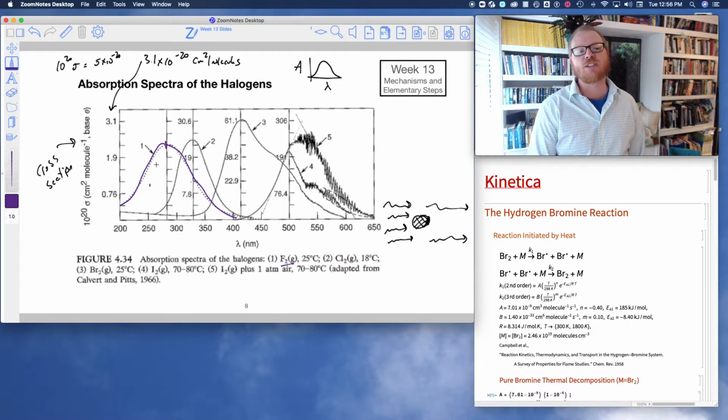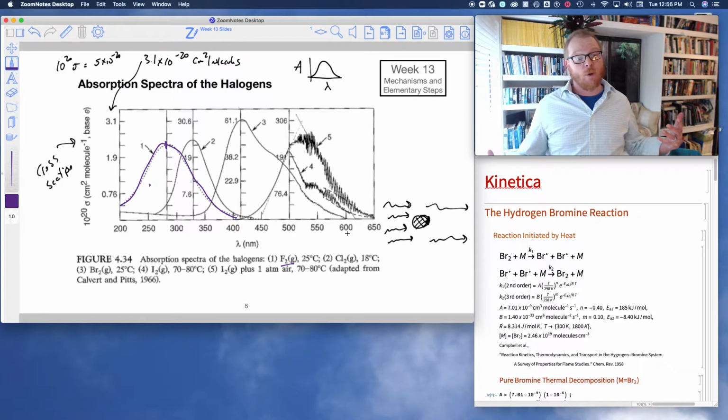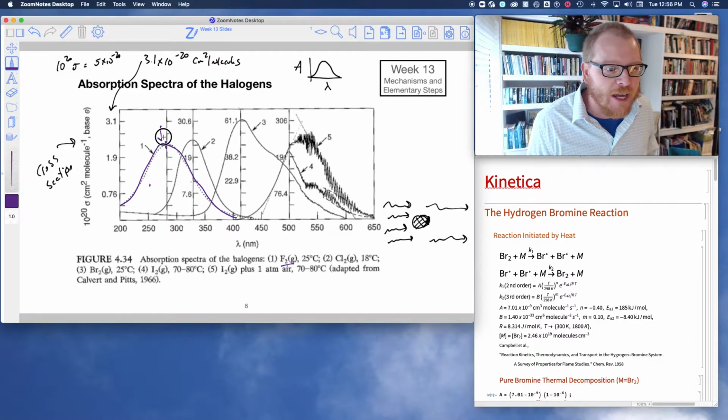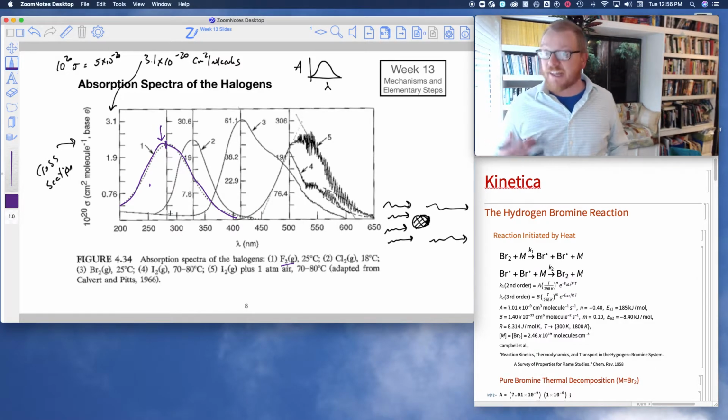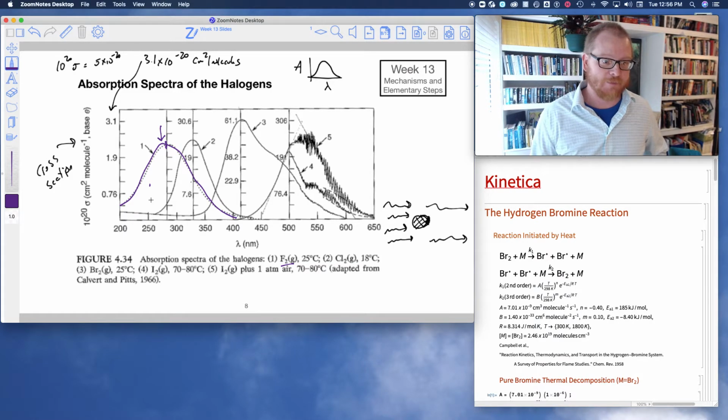So if I picked a light source to do photochemistry on fluorine way out at like 600 nanometers, nothing's going to happen. The fluorine doesn't absorb 600 nanometer light. What I would really want to do is choose a light source that's very close to the lambda max, right? That would give me the fastest possible photolysis rate constant, okay?